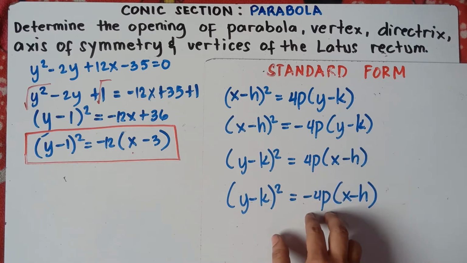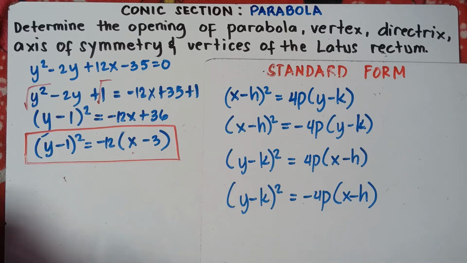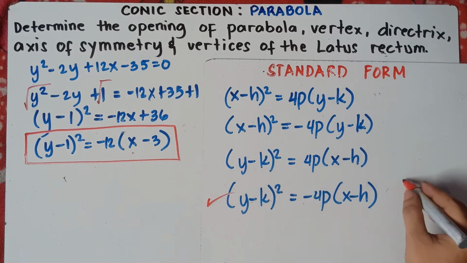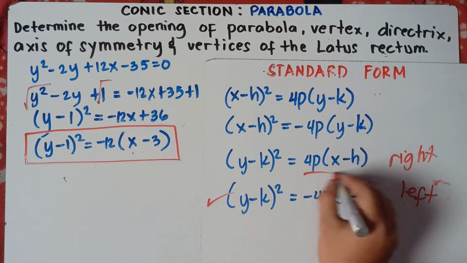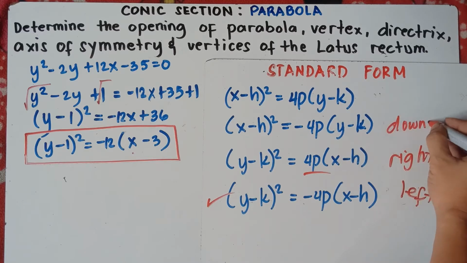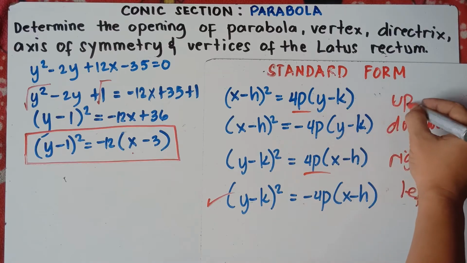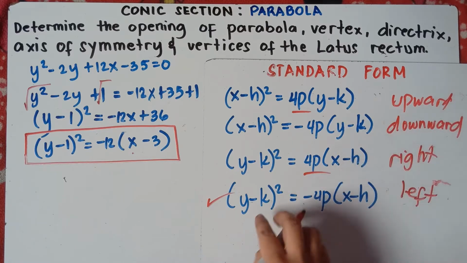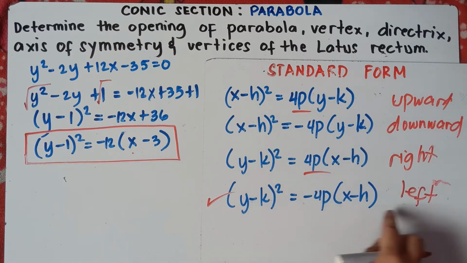If you have a negative number before this quantity and you have this equation, check, class, we have the same equation with this one. So therefore, your parabola opens to the left. This is left, this is right if you have positive. And this will be downward. So we explained this one in the second part of our video. And this will be upward. Since we have quantity y minus k squared, so we have this one. So our parabola opens to the left.